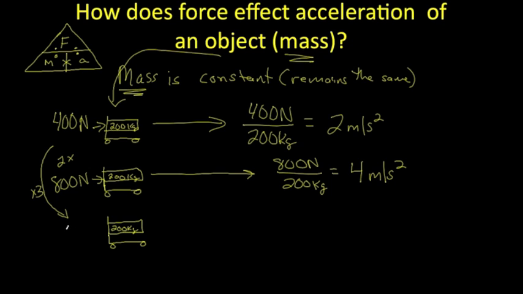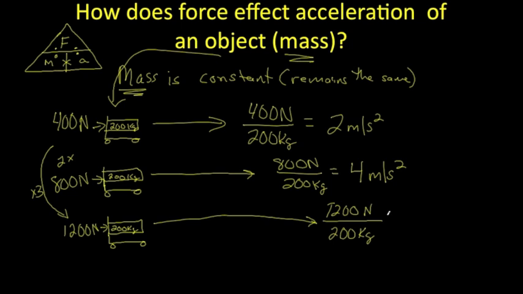If we triple the force, so if we did 1,200 newtons of force on the same cart, all right, we have to calculate it out, 1,200 newtons divided by 200 kilograms will accelerate that cart at a rate of 6 meters per second squared.